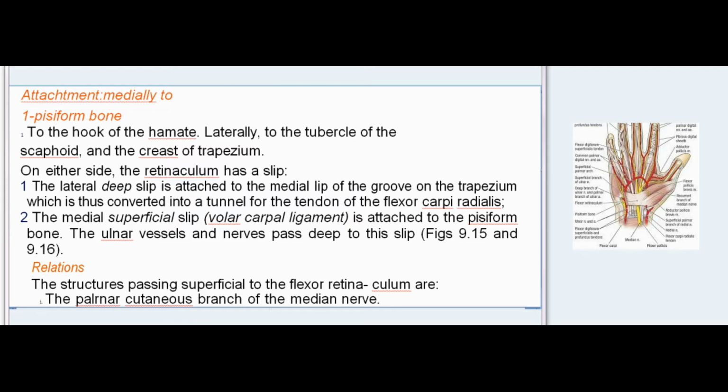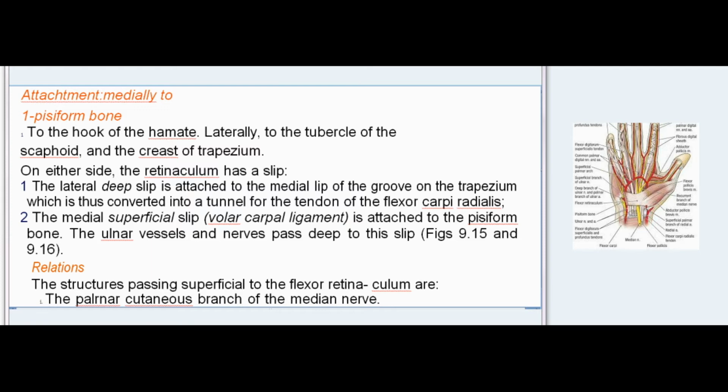On either side, the retinaculum has a slip. 1. The lateral deep slip is attached to the medial lip of the groove on the trapezium, which is thus converted into a tunnel for the tendon of the flexor carpi radialis. 2. The medial superficial slip, the volar carpal ligament, is attached to the pisiform bone. The ulnar vessels and nerves pass deep to the slip, Figs 9.15 and 9.16.